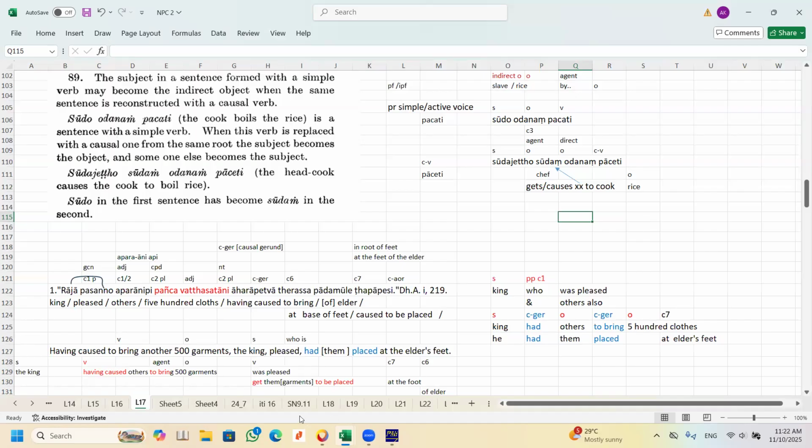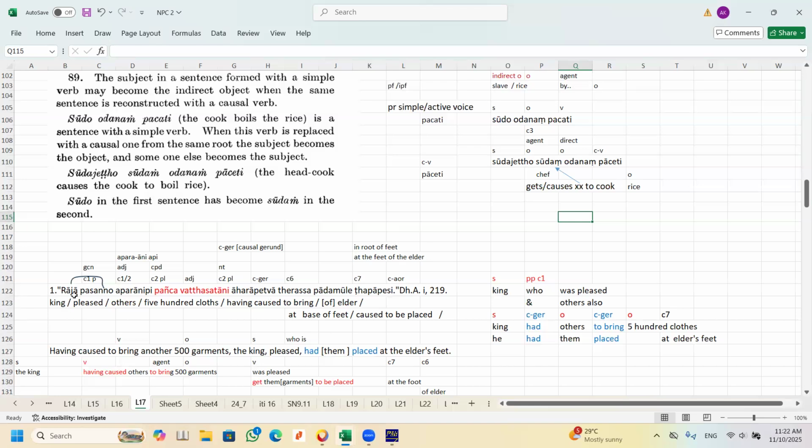Okay. Now, see, I take one exercise for you. Can you see this one? Can you see this causative gerund? There are two causatives here.